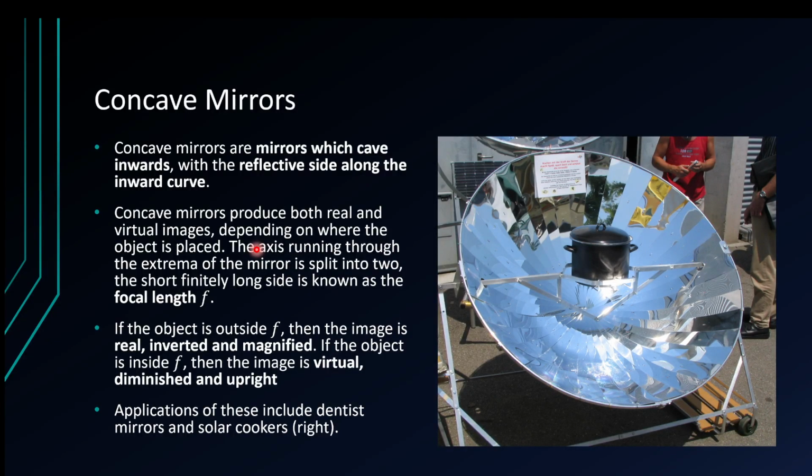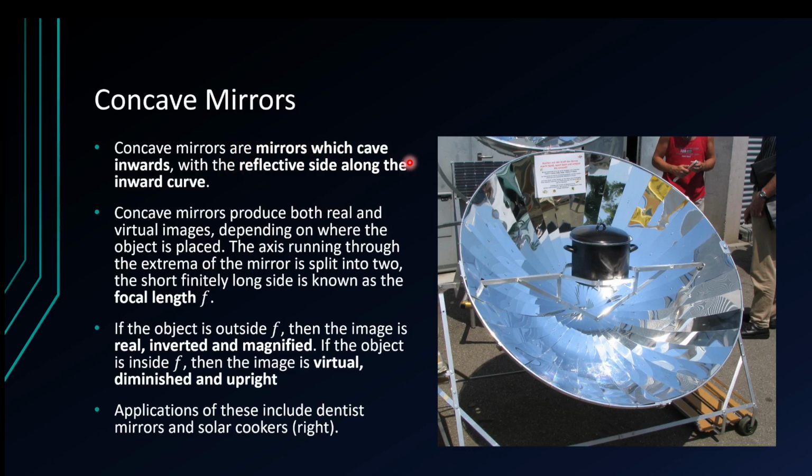Let's now talk about those curved mirrors. The first kind is concave mirrors, as you can see in this solar cooker, which uses the sun's energy to focus in on this sort of sheen surface to cook the thing that's in the pot.